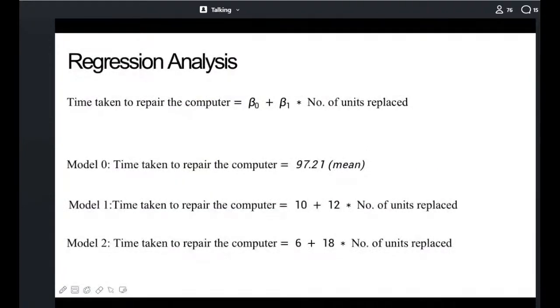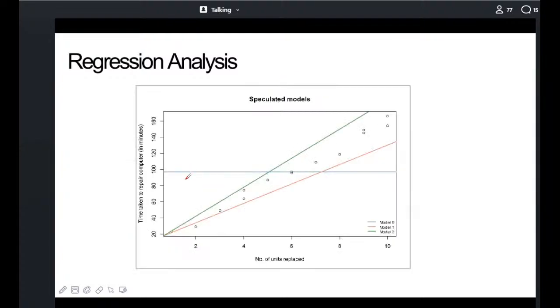You see over here, in this regression analysis, the time taken to repair the computer, that is the prediction of Y, is beta naught plus beta 1 into the number of units which are being replaced. So this is my C, this is my M. Now, this was the initial model which we took. We just took two random values of C and M. If we plot this, you see these lines over here, model 1, that is 10 and 12 and 6 and 12. These are representing the predicted values.